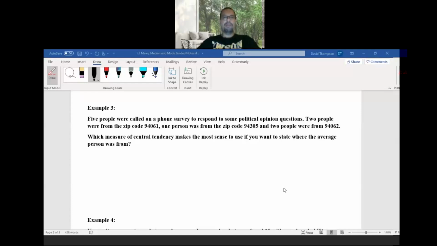Example 3. Five people were called on a phone survey to respond to some political opinion questions. Two were called from zip code 94061, one person was from zip code 94305, and two people from zip code 94062. Which measure of central tendency makes the most sense to use if you want to state where the average person was from? This is a trick question, as we are taught zip codes are categorical data.